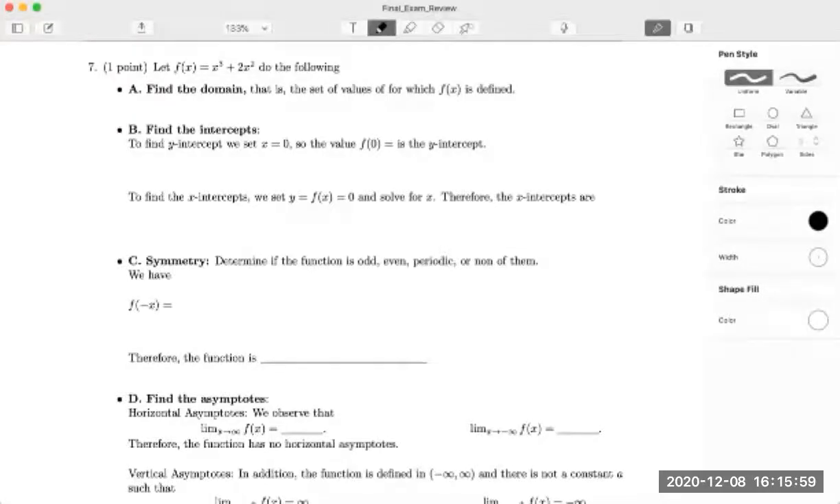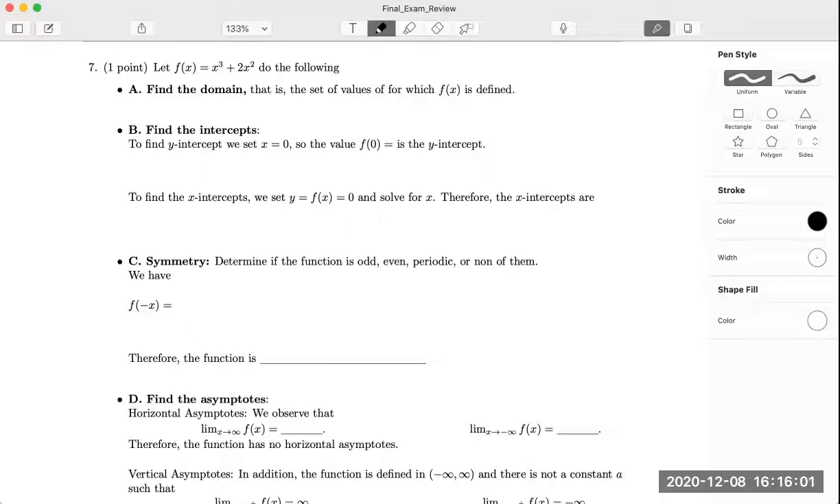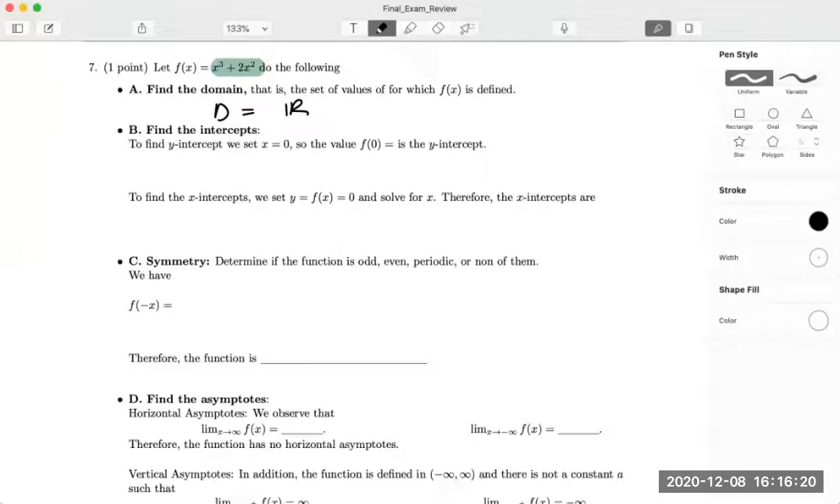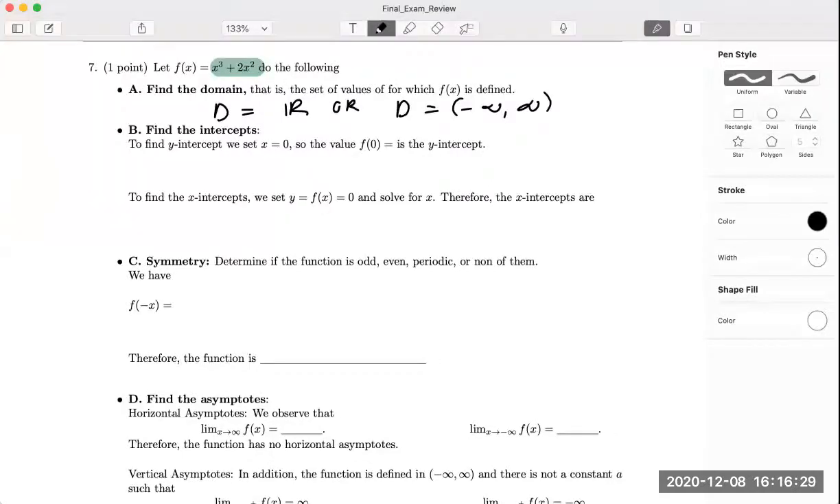Now here we're gonna do question 7. The domain is where the function is defined. And we see that any polynomial here is well defined in all R. Therefore, the domain D is nothing else but the whole real line. Or we can write it in this notation: D is from negative infinity to infinity.